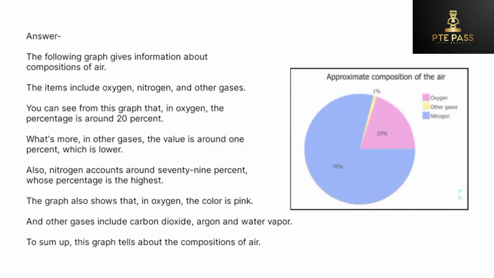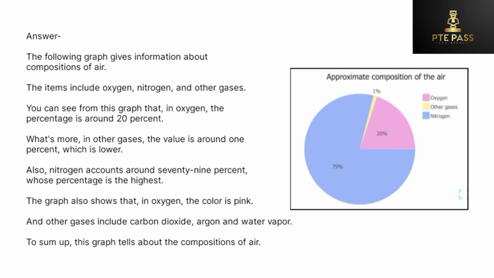The following graph gives information about compositions of air. The items include oxygen, nitrogen, and other gases. You can see from this graph that in oxygen, the percentage is around 20%. What's more, in other gases, the value is around 1%, which is lower.